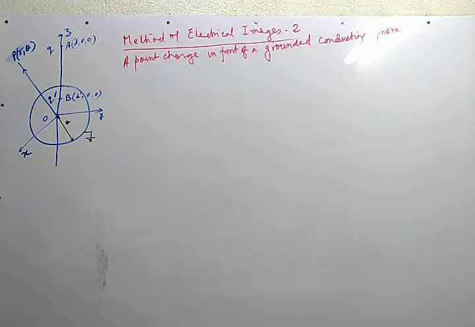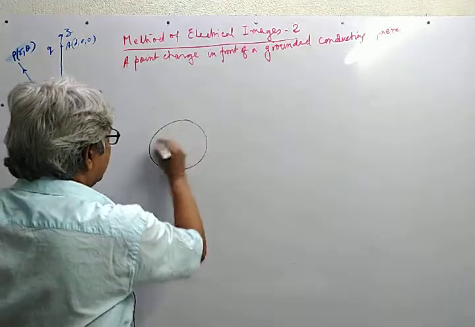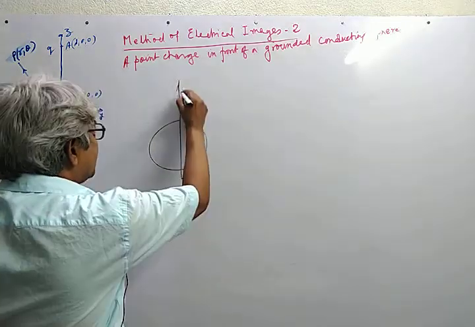Before going to that, let me first fix the coordinate system used. The calculation becomes very much simplified if we choose the z-axis to be the line joining the center of the sphere and the point A at which the inducing charge is located. This is the sphere and this is the inducing charge.